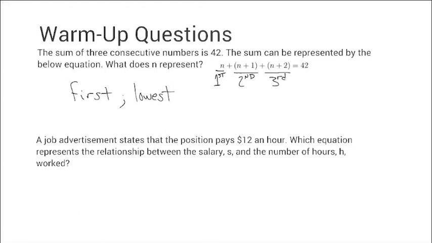The second one, a job advertisement states a position pays $12 an hour. Which equation represents the relationship between salary and the number of hours? Your salary is equal to 12 times the number of hours you worked. And you can check this. I did $12 per hour. And if I multiply that times the number of hours I work, I do in fact get a dollar amount, which is my salary.